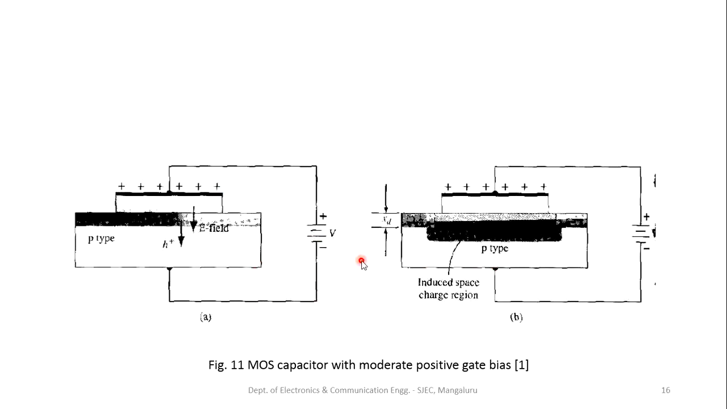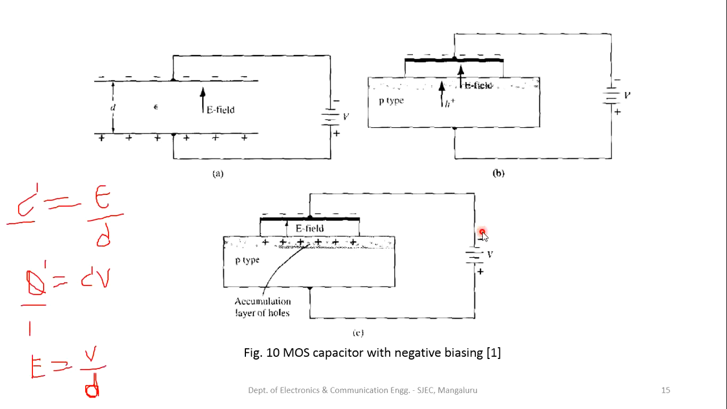So these are the two cases. When one plate is connected to the positive terminal and another plate is connected to the negative terminal, with this type of biasing a negative charge is formed right below the oxide layer. And when the positive terminal is connected to the bottom plate and the negative terminal is connected to the top plate, accumulation of the holes takes place in the junction of the oxide and the substrate material.